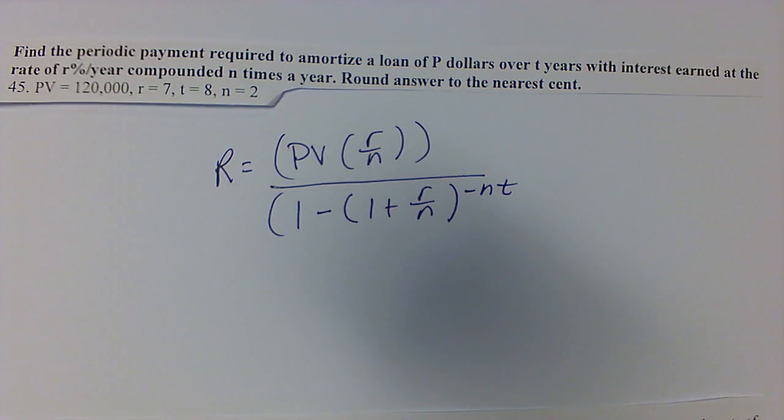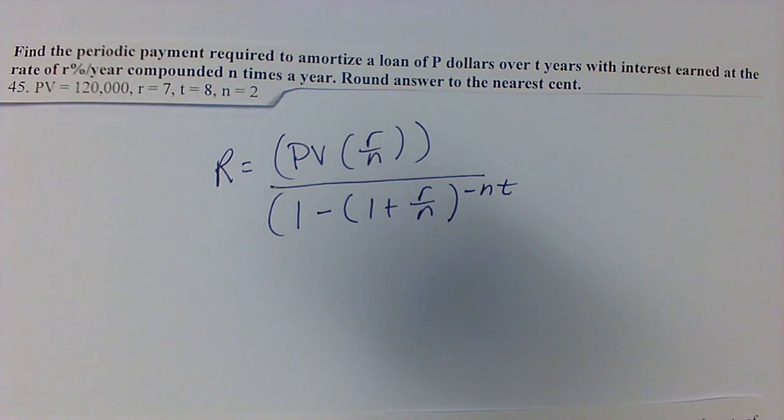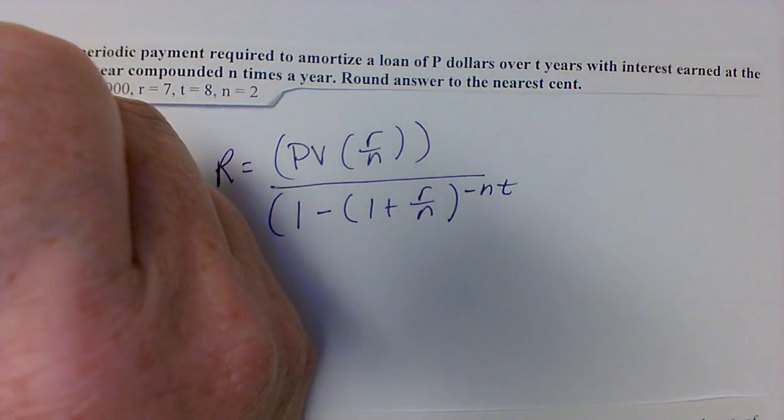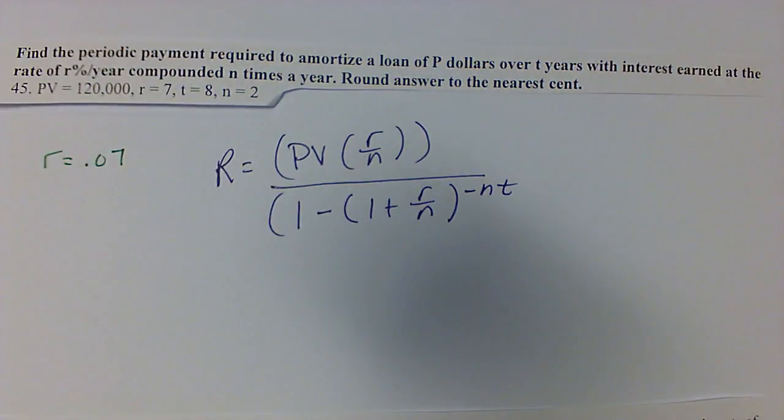Okay, so here we're looking to find the periodic payment required to amortize a loan of P dollars over T years with interest earned at the rate of R% per year, compounded N times a year. We're going to round that to the nearest cent. So we're given some values here, but we have to be careful on our R. If you're given an R where it's a whole number, you have to change that to a decimal. So this would be equivalent to 0.07.